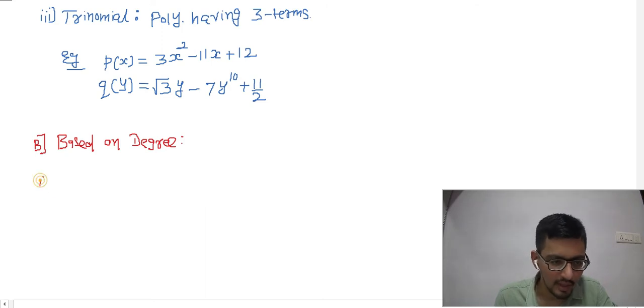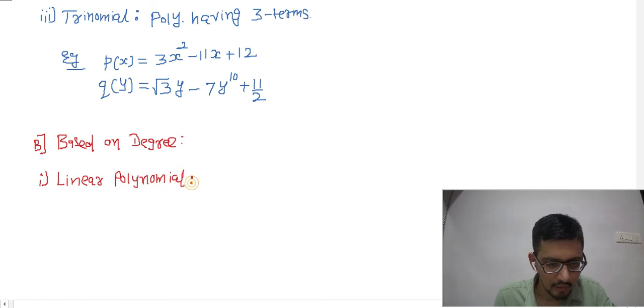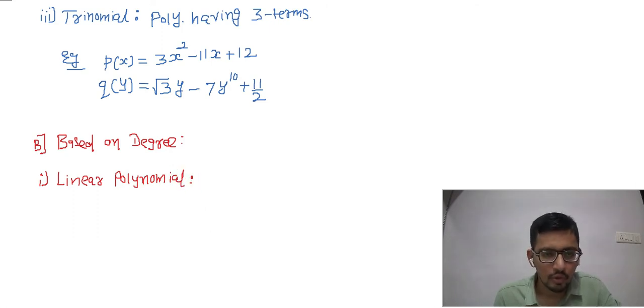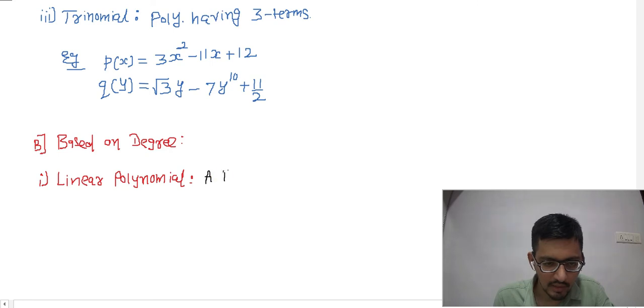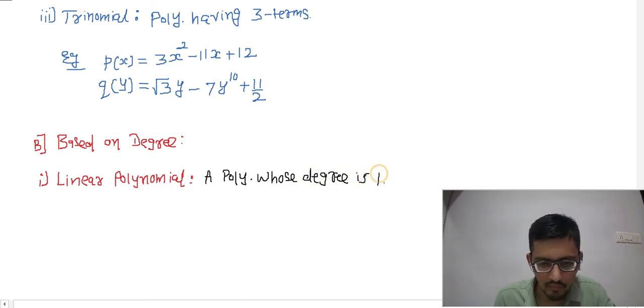Okay, so in that, first type is what coming? First type is linear polynomial. So linear polynomial means what? A polynomial whose degree is 1. Linear polynomial means I can say a polynomial whose degree is 1. Degree is 1 means I can say highest power is 1.